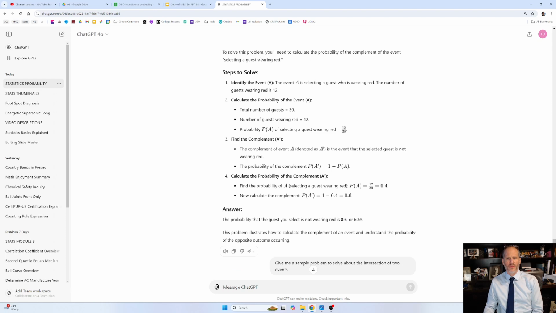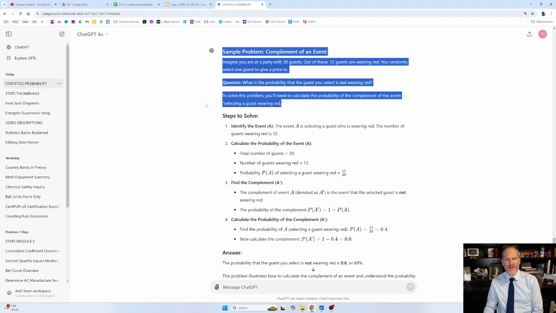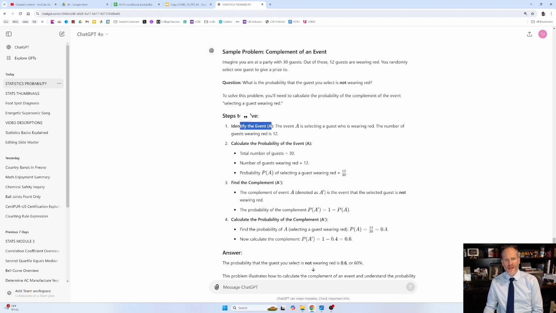To solve the problem, you'll need to calculate the probability of the complement of the event, selecting a guest wearing red, right? So the event, identify the event A. The event A is selecting a guest who's wearing red. The number of guests wearing red is 12. Calculate the probability of event A. Total number of guests, 30. Number of guests wearing red is 12. Probability of selecting a guest wearing red is 12 out of 30.